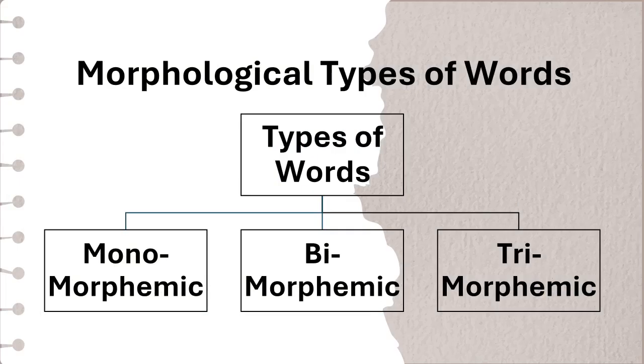So morphologically, three types of words are found in all languages. The first type of word is monomorphemic, the second type is bimorphemic, and the third type is trimorphemic. This third is also known by two different names, polymorphemic word or multimorphemic word. So don't get yourself confused over it. These three names refer to the same type.